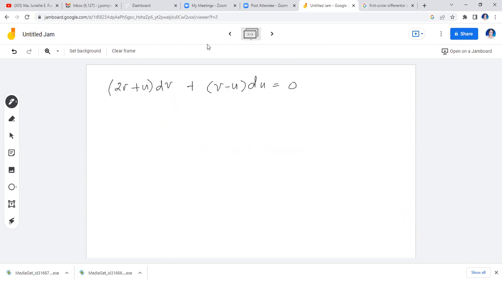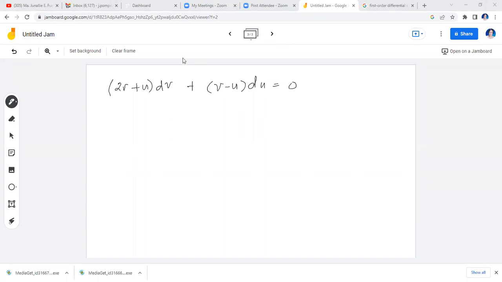What kind of DE is this? Joshua, what kind of DE is this? Miss, it can be homogeneous, but at the same time maybe linear, if I divide it. Ah, no, it's not linear, Miss. So it is homogeneous. Okay, homogeneous.